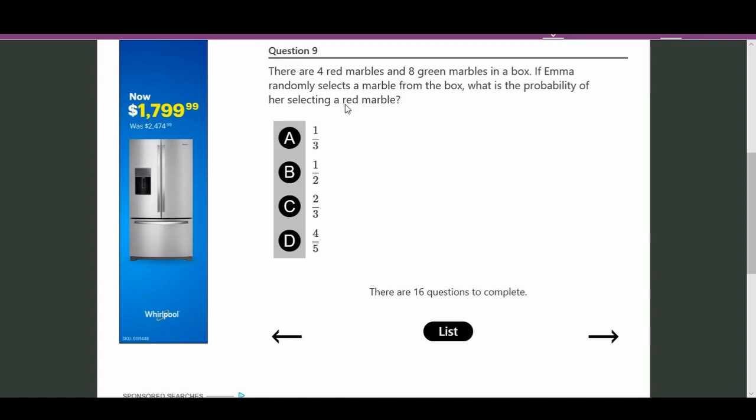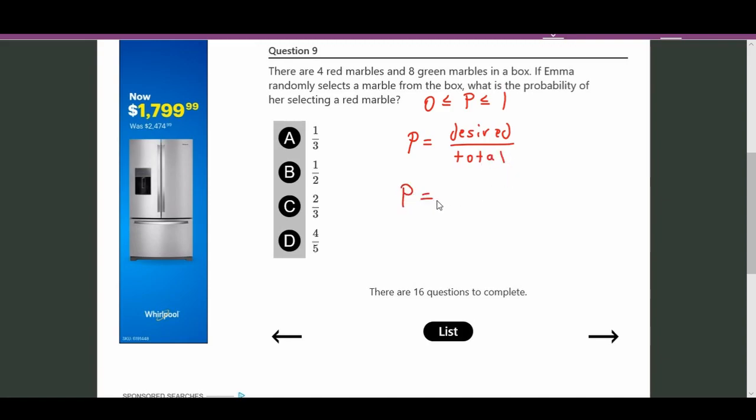Question 9 says there are 4 red marbles and 8 green marbles in a box. If Emma randomly selects a marble from the box, what is the probability of selecting a red marble? So again, we know probability is going to be between 0 and 1, where if it's 0, that means there's no likelihood of that occurrence happening. And if it's 1, it's certain to happen. Again, we know probability is also the desired over the total possible outcomes.